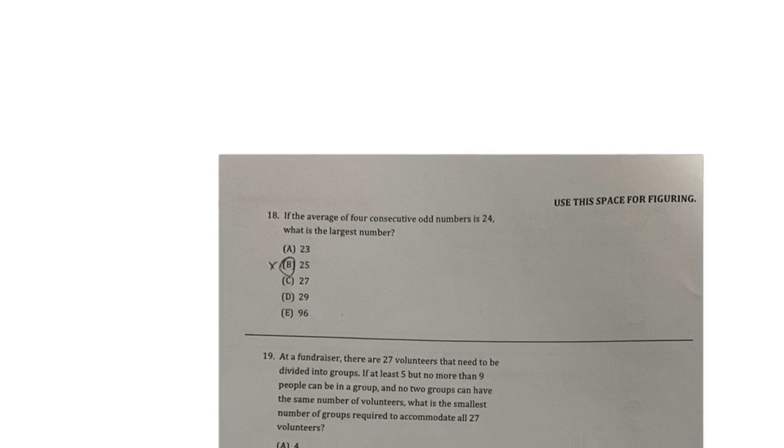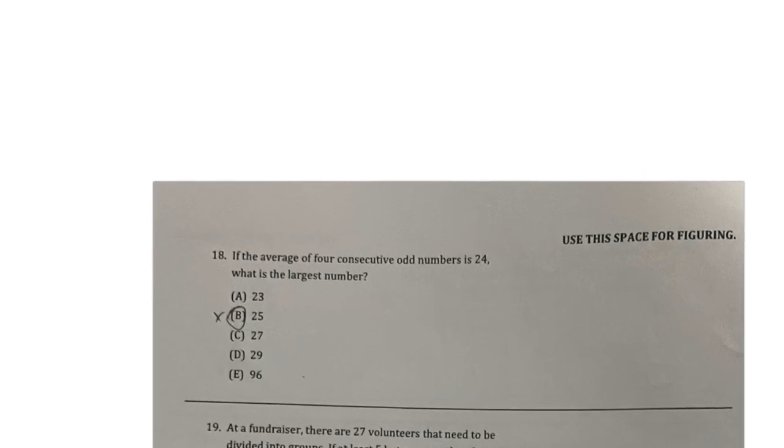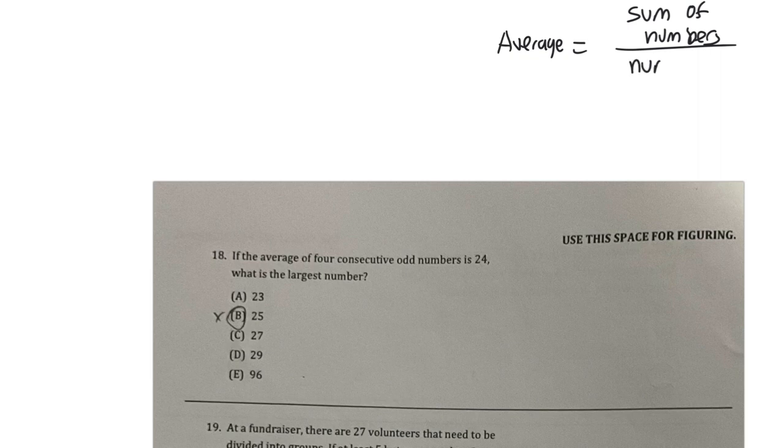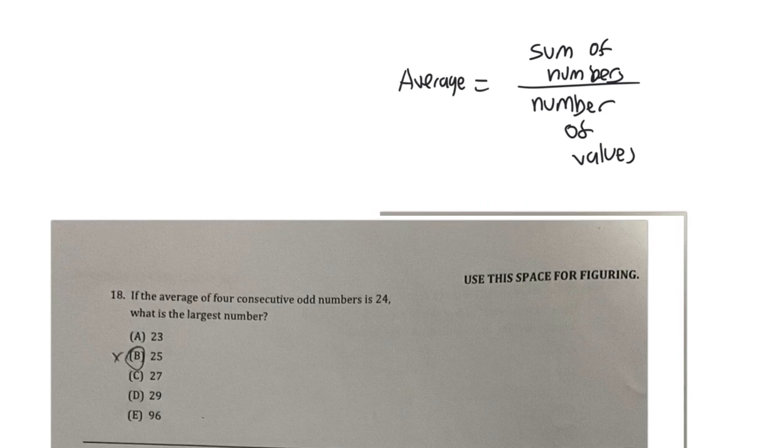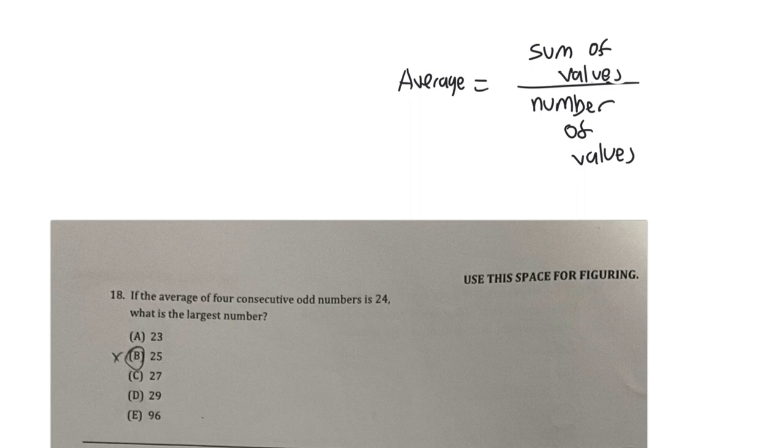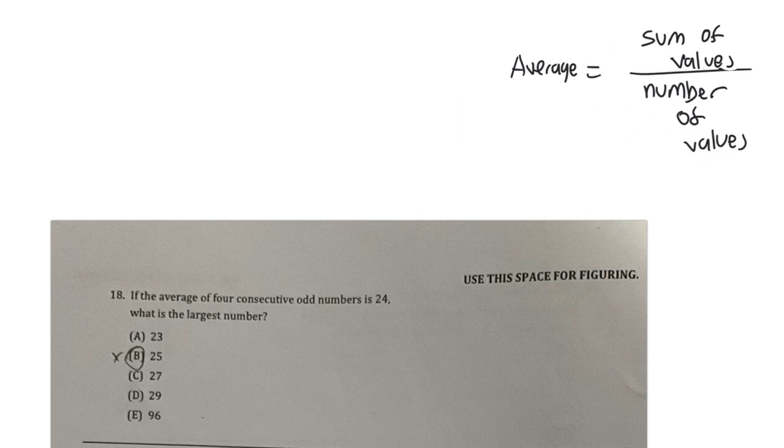angle equals 540. If the average of 4 consecutive odd numbers is 24, what's the largest number? A couple things. First of all, the average formula will always be the sum of numbers all over the number of values. I'll replace this word with values, so it's the sum of values all over the amount of values that you're dealing with. We'll keep that in mind because we will be using that later.